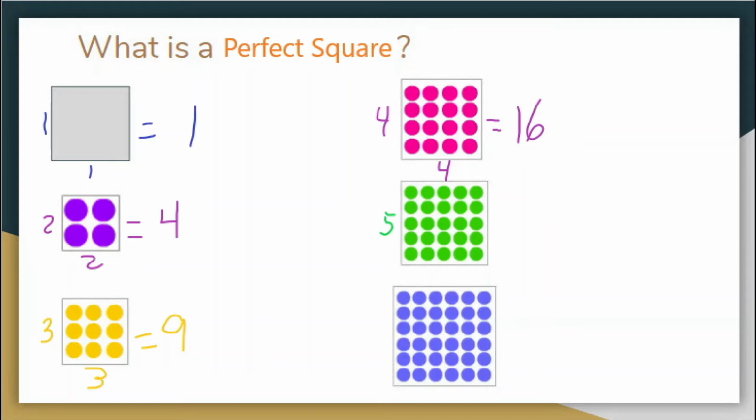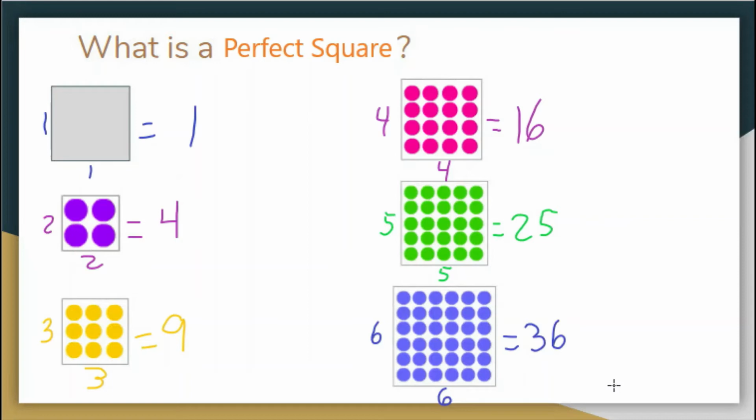On this green one, I have a 5 by 5 square. 5 times 5, or 5 squared, gives me 25. So 25 is a perfect square. And on this last example, I have a 6 times 6. 6 times 6, or 6 squared, gives me 36. So 36 is a perfect square. All of these are perfect squares.